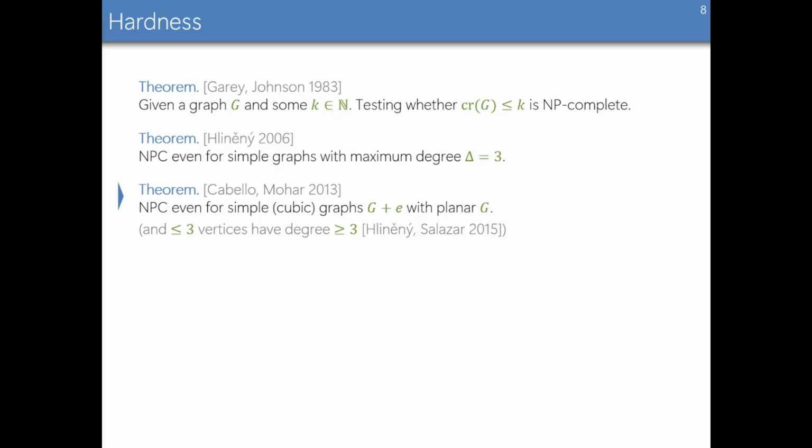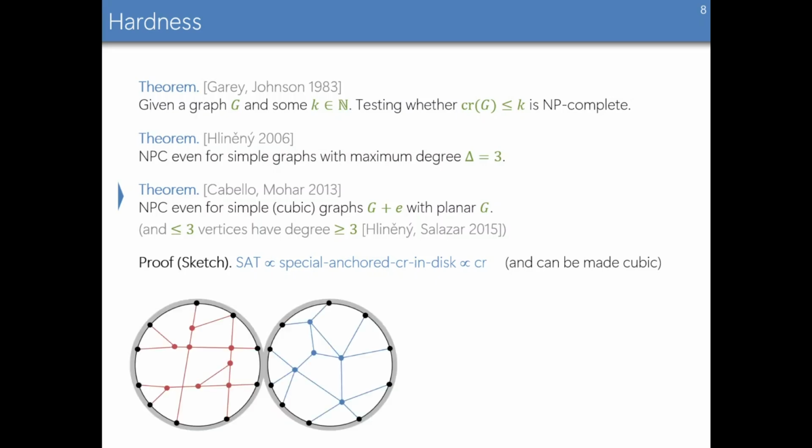This construction does not use the optimal linear arrangement, but a pretty nice other idea. The idea is that they come from the master of all NP-complete problems, the SAT problem, and it reduces to some special so-called anchored crossing number on disks. We'll get the gist of it in a second, and from that problem you go to the crossing number. What is this anchored business?